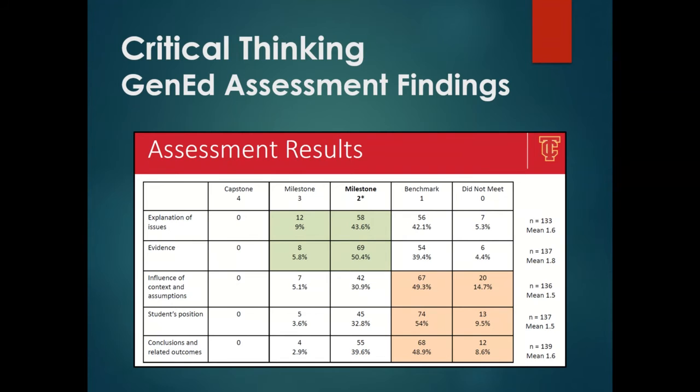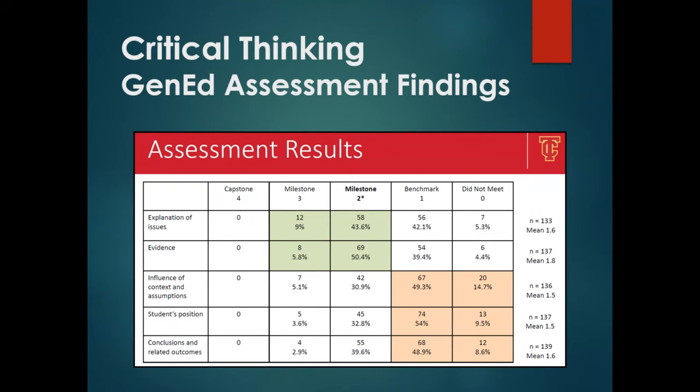fours, okay? However, this gave us some really good information. You can see most of our students did fall in the 1 and 2 mark for most of these categories. But for explanation of issues and evidence, and presentation of evidence, our means were 1.8 and 1.6. They were higher than the other categories. So we've got influence and assumptions, students' position, and conclusions and related outcomes. We were kind of on the lower half.